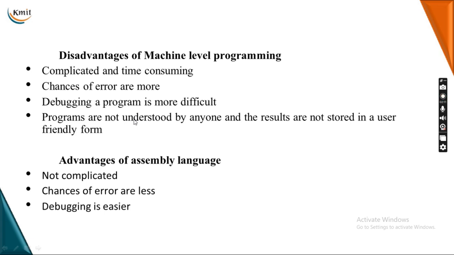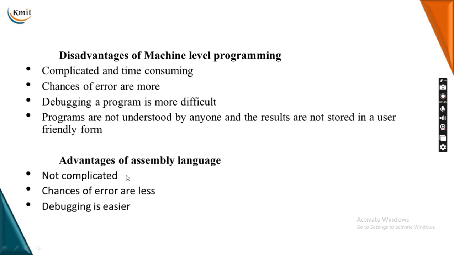programs are also not understood by anyone. Whatever machine level programming is written, it will not be understood by anyone, and the results are not stored in a user friendly form. So these are some of the disadvantages of machine level programming. This is the reason why we go for assembly language.